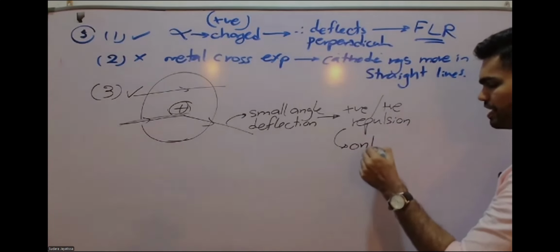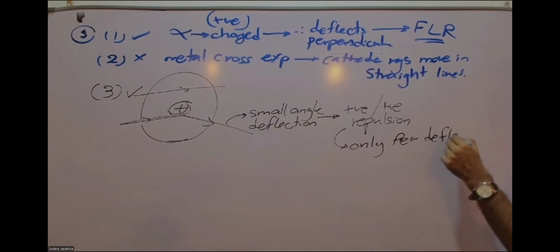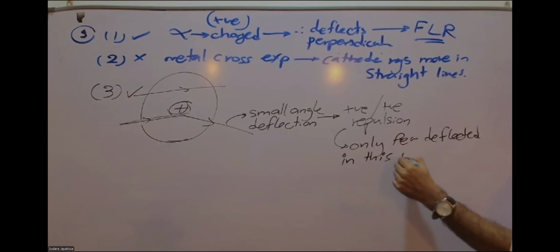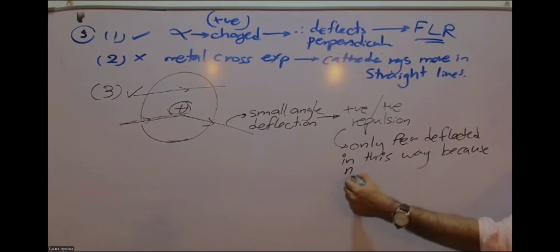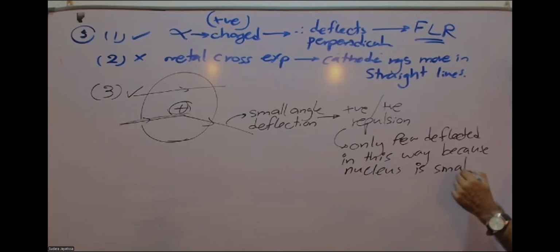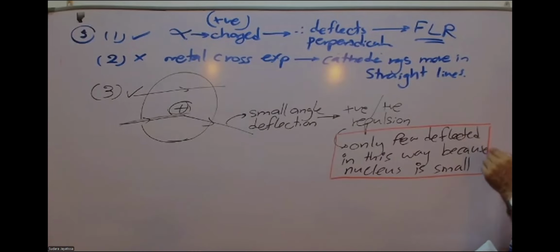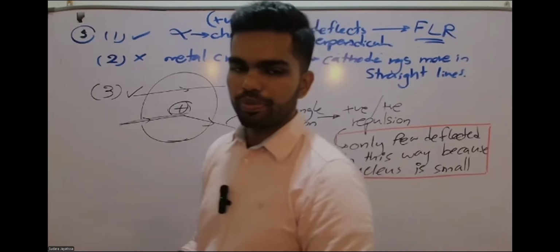Only few deflected in that way because nucleus is small. Okay, just add this one to your theory note, it will also bring you more clarity. So only few deflected in that way also because the nucleus is very small. Understood that one? I hope it is clear to you now.